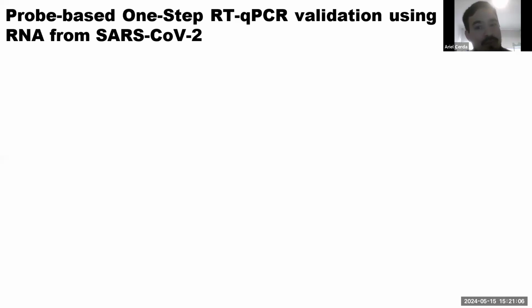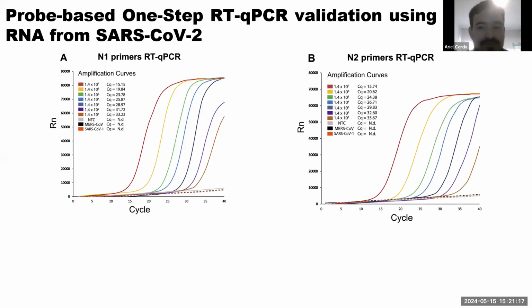After, we performed probe-based assays using the reverse transcriptase activity of MMLV and the DNA polymerase activity of Taq DNA pol on in vitro transcribed viral RNA. Here we are looking at representative amplification curves with N1 and N2 CDC approved double quenched probes. Each curve represents a specific dilution of synthetic RNA ranging from 10 to 10 million copies.